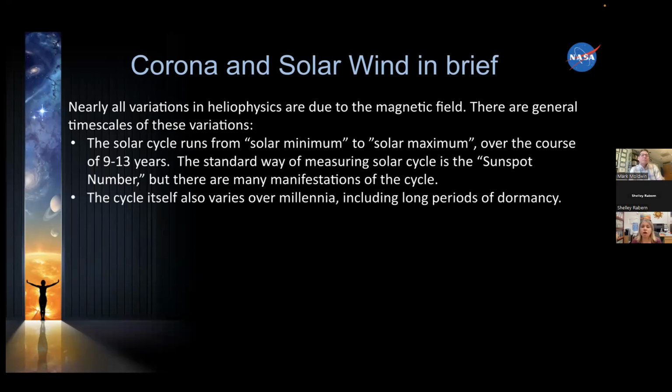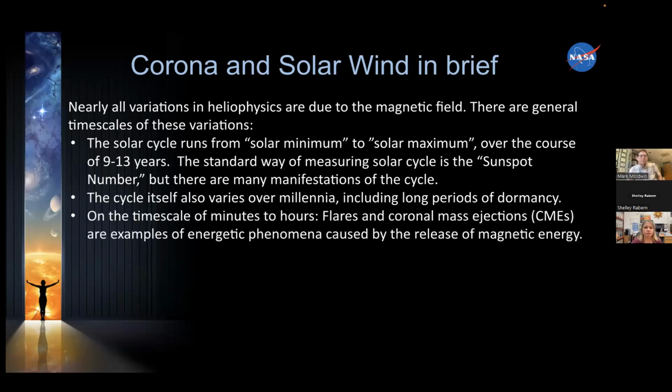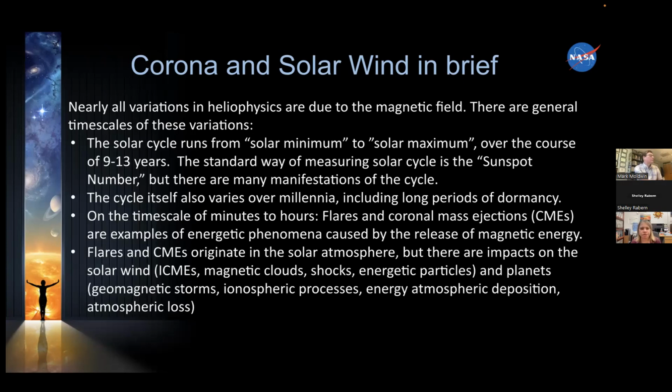The cycle itself also varies over millennia. There have been long periods of dormancy observed. On the timescales of minutes to hours, we have flares and coronal mass ejections, which Dr. Guhathakurta talked about yesterday. And they're examples of energetic phenomena, large-scale energetic phenomena caused by the release of magnetic energy.